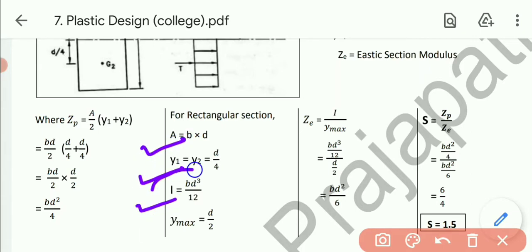So y1, y2 equal to d by 4, area that is b cross d. Now the rectangle section's moment of inertia formula is obviously bd cube by 12, and talking about CG of the rectangle section, that is always at the center, d by 2. So we got all the 4 unknown parameters. So first let's calculate Zp.